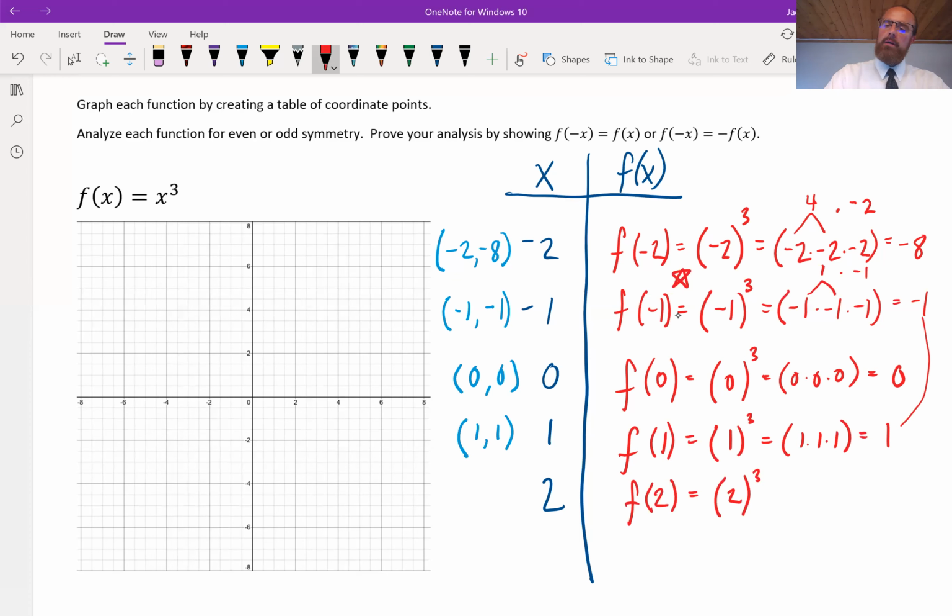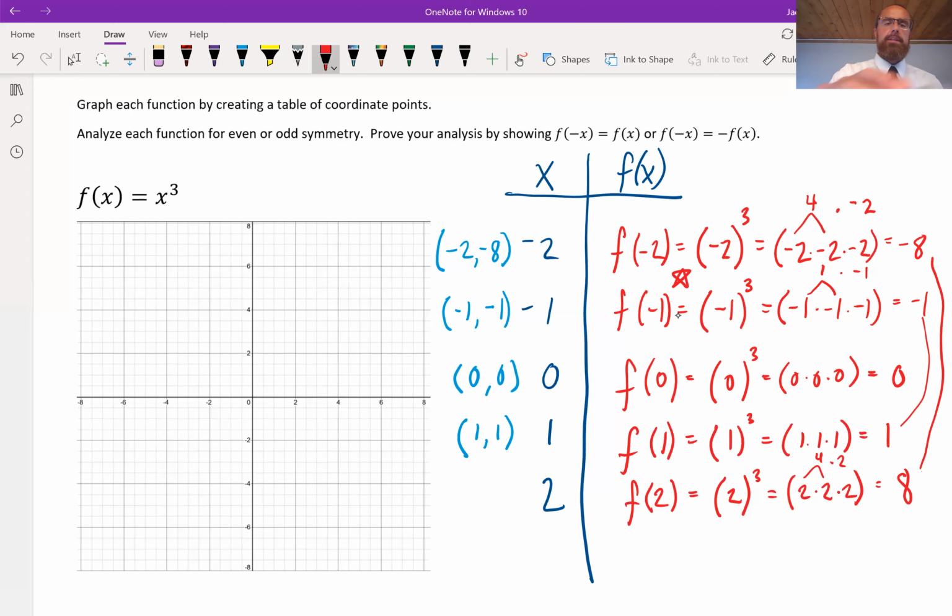So it's 2 to the power of 3, which is 2 times 2 times 2. All of those are positive, so 2 times 2 is 4, times 2 is +8. Again, I see that the numbers are the same, whereas the signs are not.